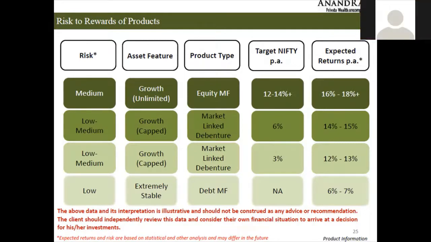Then, sir, we have a lower Nifty line in market-linked debentures that has a 3% movement in Nifty required, that has a return potential of generating 12 to 15%. Then the last part is the debt mutual fund that has no relevance to the movement in Nifty, sir. It has a direct correlation with the interest rate cycle that is prevailing, sir.